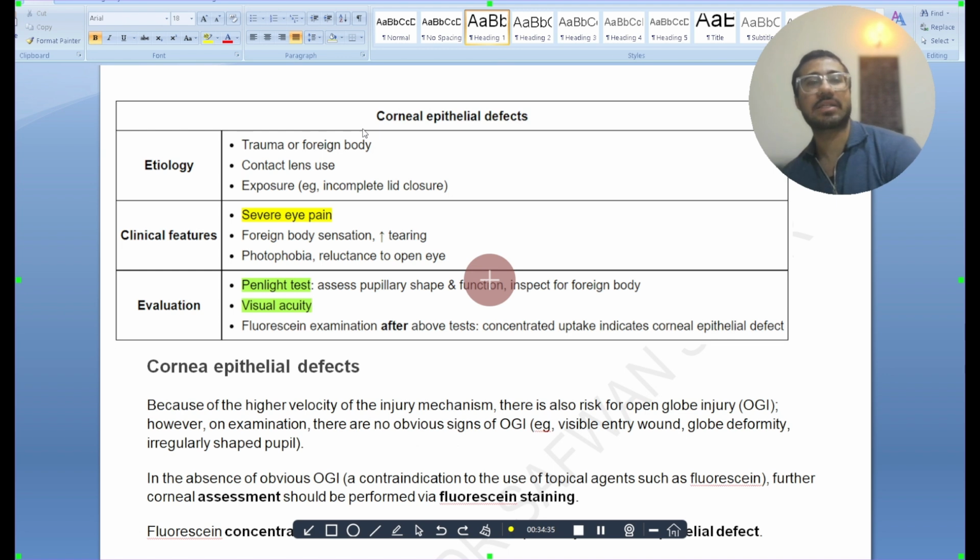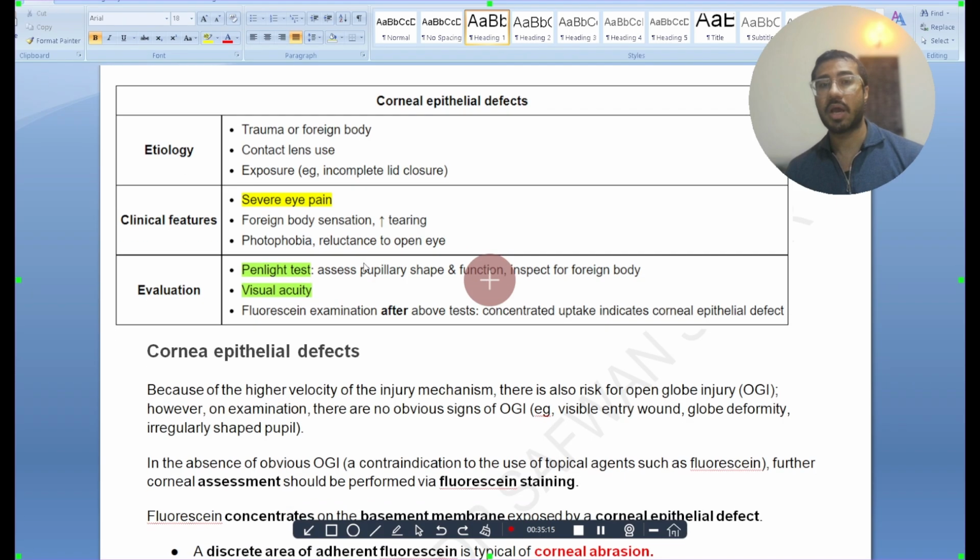Corneal epithelial defects: trauma or foreign body, contact lens use, exposure, everything. We'll just discuss it. UV exposure, that also causes corneal epithelial defects, as punctate fluorescein uptake would be observed, because the defect occurs like someone just poked holes in the cornea. If you wear contact lens, abrasion can occur. Open globe injury, that's, corneal epithelial defects can also occur. So severe eye pain, foreign body sensation, increased tearing, photophobia, reluctance to open the eye.